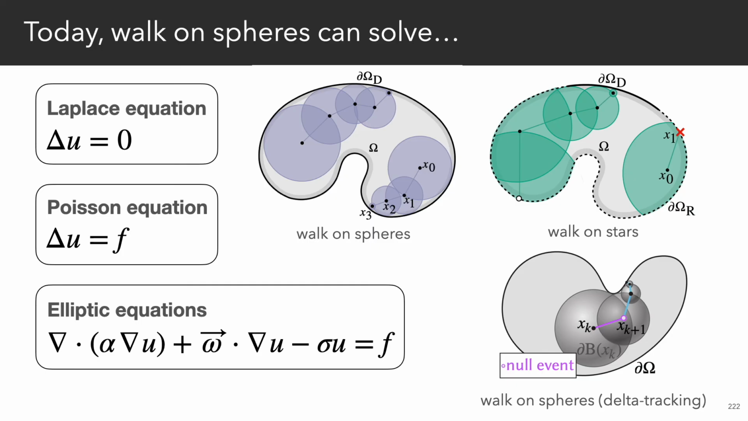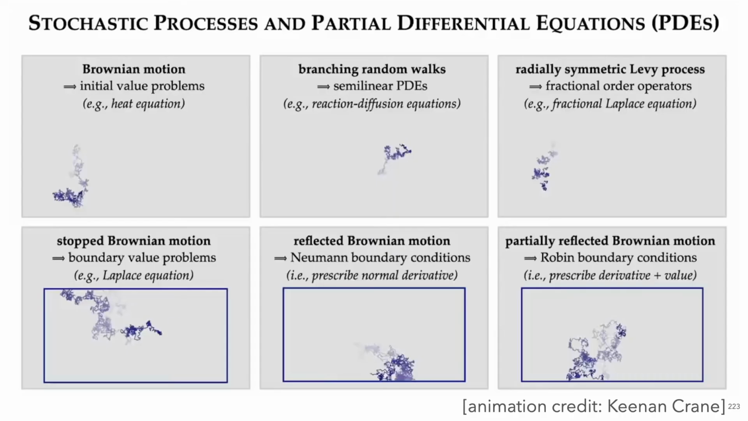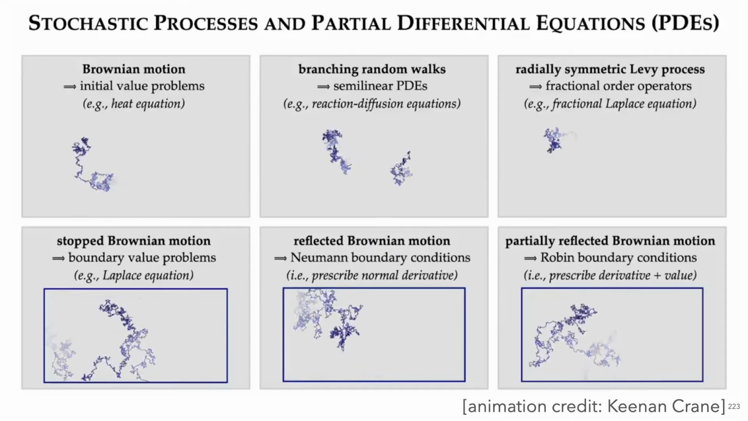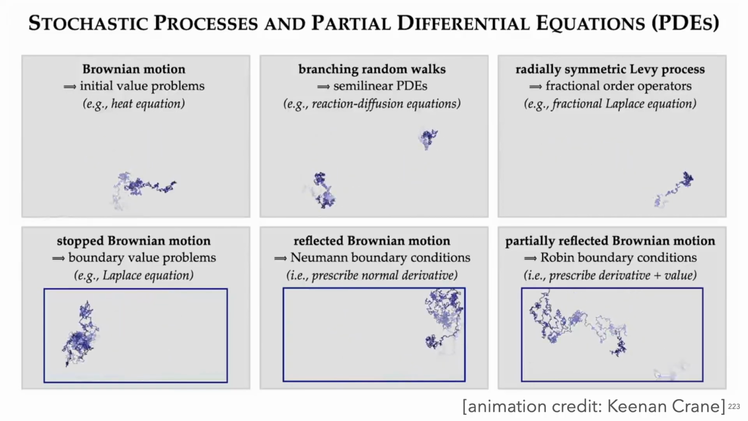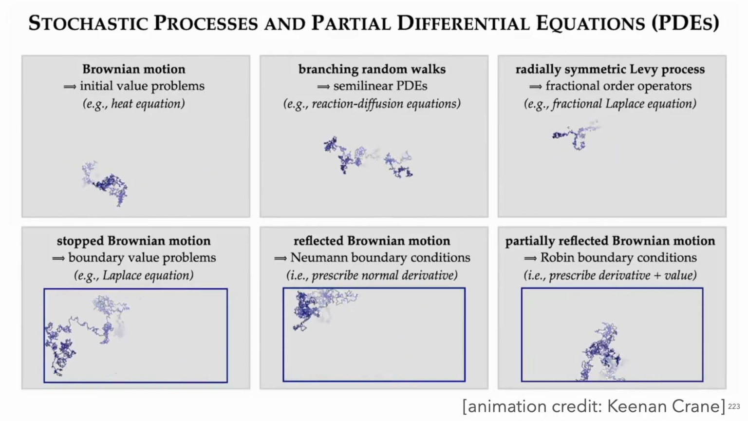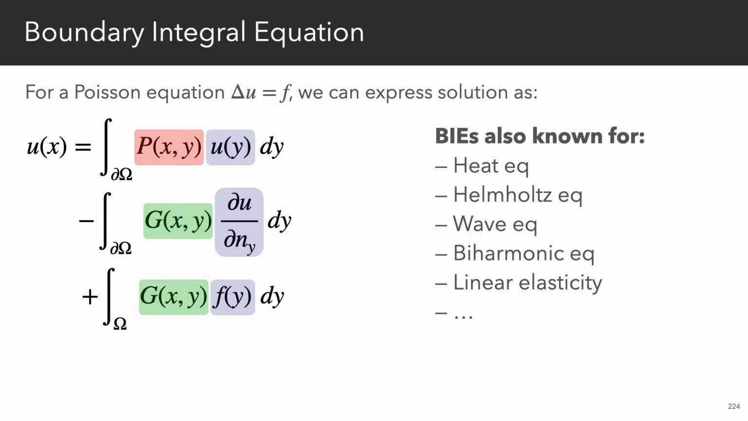Okay, so I hope this gives some sense of the type of PDEs that we can solve with walk on spheres today, but I think we've only just scratched the surface of what equations we can ultimately solve if we keep building. For instance, there's a whole zoo of random processes in the SDE literature that's related to different types of PDEs, including certain nonlinear equations. Beyond the Poisson equation, boundary integrals are also known for the heat, Helmholtz, wave, and biharmonic equations, as well as linear elasticity. And in many cases, we can even just decompose more complex PDEs into a sequence of Poisson equations.